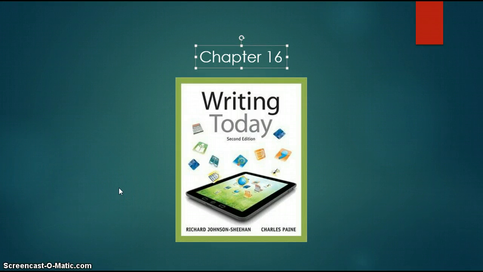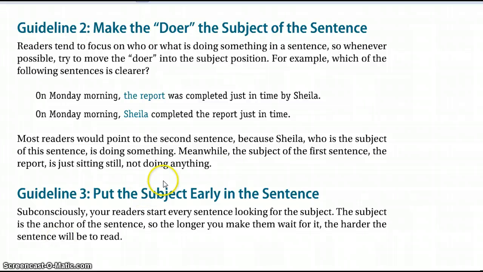Let's look finally, the last thing, at chapter 16 in our textbook. We're going to look at page 365, and I want to just point out some tips for writing that really will quickly improve your writing. Guideline number 2, make the doer the subject of the sentence. So let's remove this prepositional phrase, and just say the sentence starts with the report was completed. So that's a thought, the report was completed.